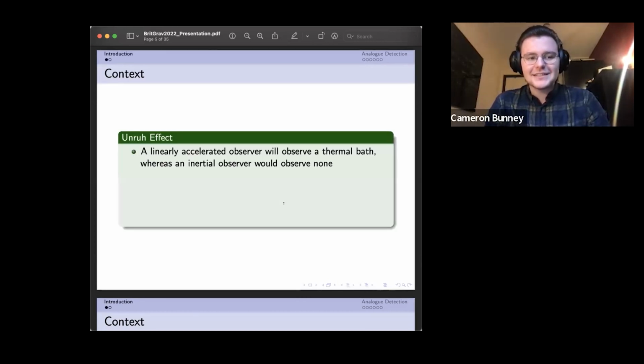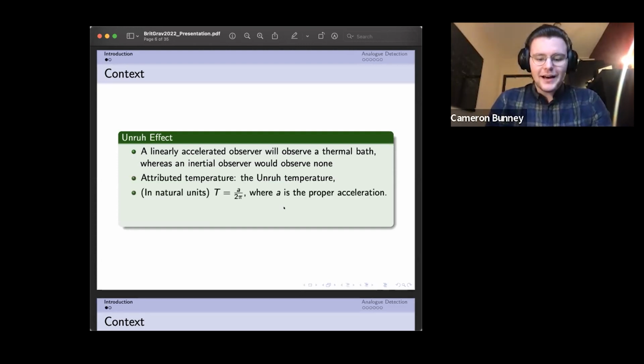So with respect to the context, first, we have to consider what the Unruh effect is to make sure everyone is on the same page. So the Unruh effect is that if we take a linearly accelerated observer, it will observe a thermal bath, whereas if you considered an inertial observer, it would see no temperature at all. So this phenomenon has an attributed temperature called the Unruh temperature, or sometimes the Davies-Unruh temperature. And in natural units, this is just the proper acceleration divided by 2 pi.